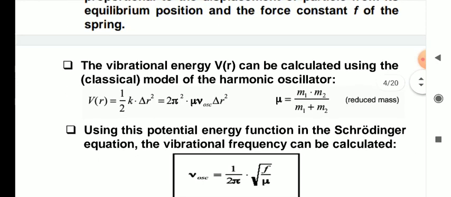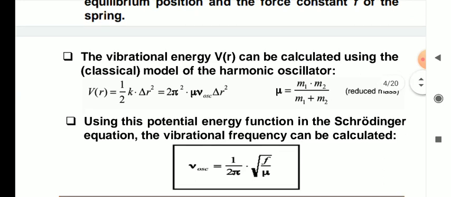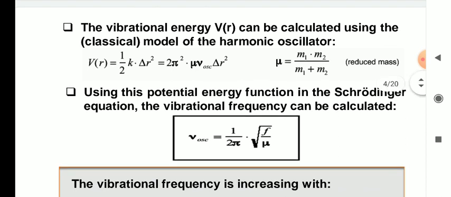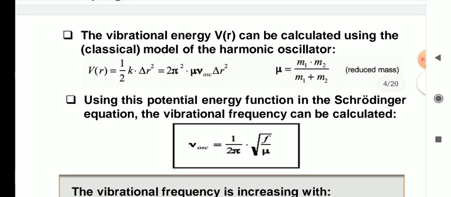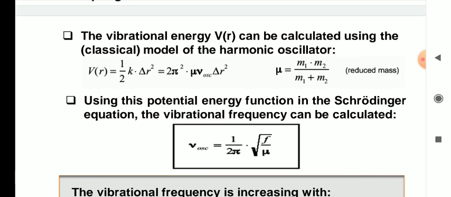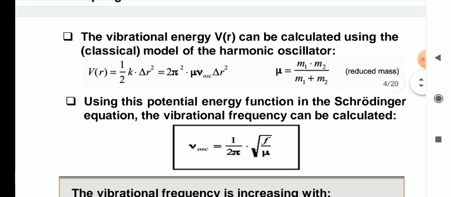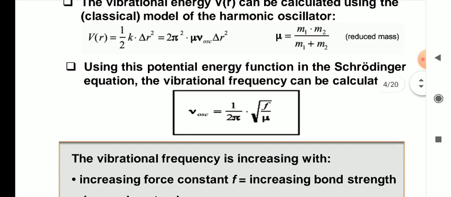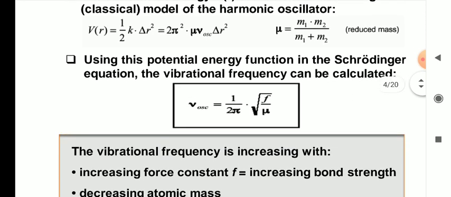The vibrational energy can be calculated using the classical model of the harmonic oscillator, and that is given by V, which is directly proportional to the displacement, that is equal to 1 by 2 k into delta r square, and that is equal to 2 pi square into mu into nu oscillation square into delta r square, where mu is called the reduced mass of the system, and that is given by m1 into m2 divided by m1 plus m2 for a diatomic molecule.